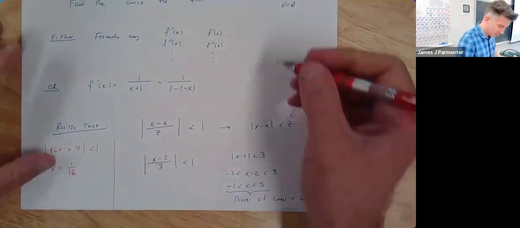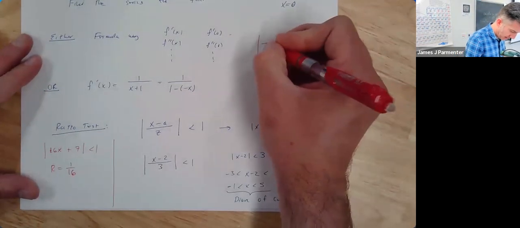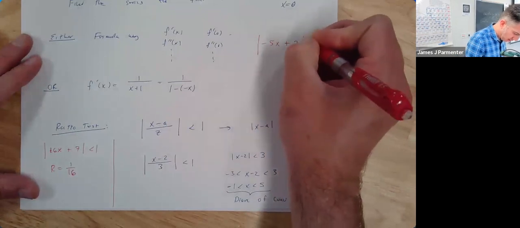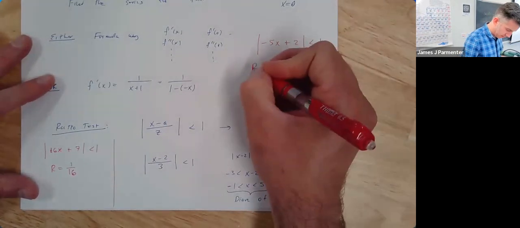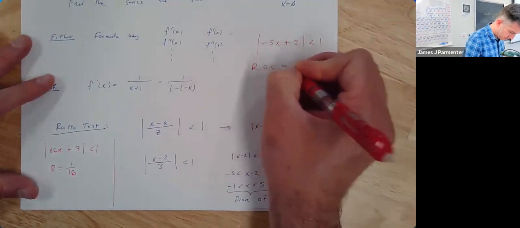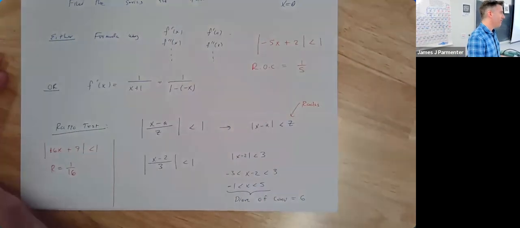If you end up with something like the absolute value of -5x plus 2 less than 1, then my radius of convergence is, yes, exactly, 1/5.